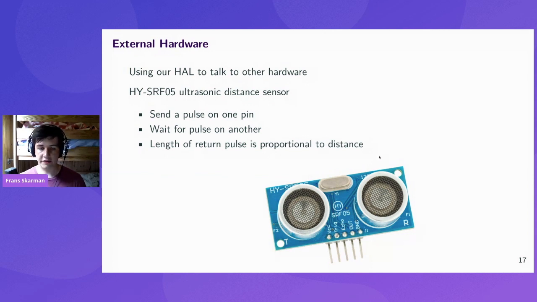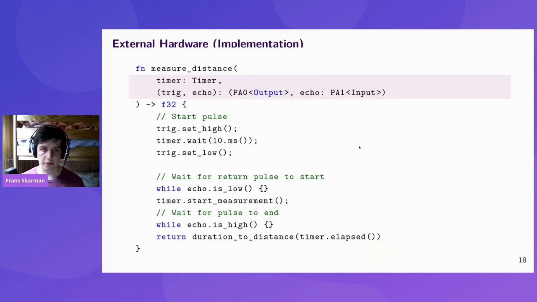So using our HAL, we can define a function that does a measurement from this sensor. The function takes a timer and two pins, trig and echo. At the type system level, we ensure that the pins are configured as outputs and inputs. If they're not, we'll get an error. Then we send the start pulse, using just the setHigh and setLow functions we saw before, and the wait function on the timer. Then we simply have to wait for the pins for the return pulse to arrive, and measure the duration of that pulse.